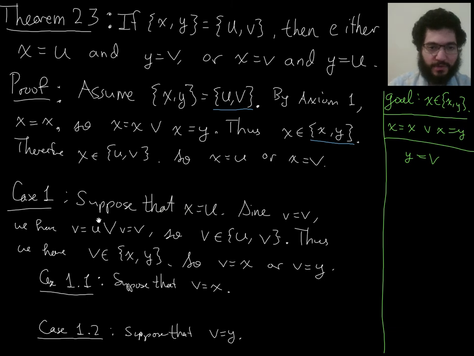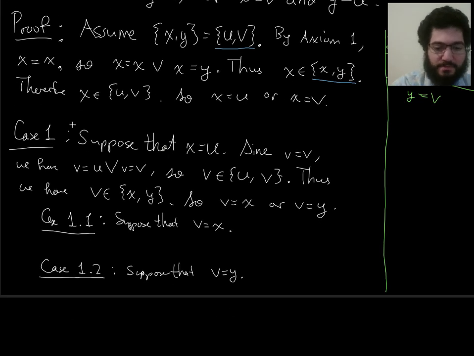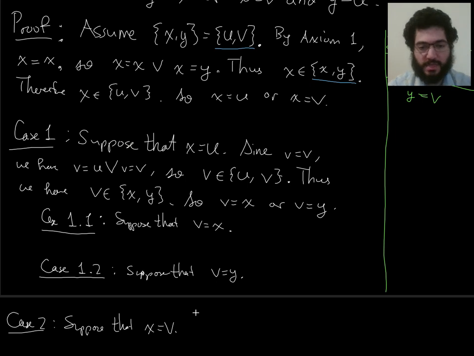And just so I don't forget what the original case split above was about, it was about whether X is U or X is V. So case 1 was X is U. Let me fill in. Case 2, suppose that X is V. So I recommend that when you're typing up your proof, it does not work so well on paper, but digitally it works well.